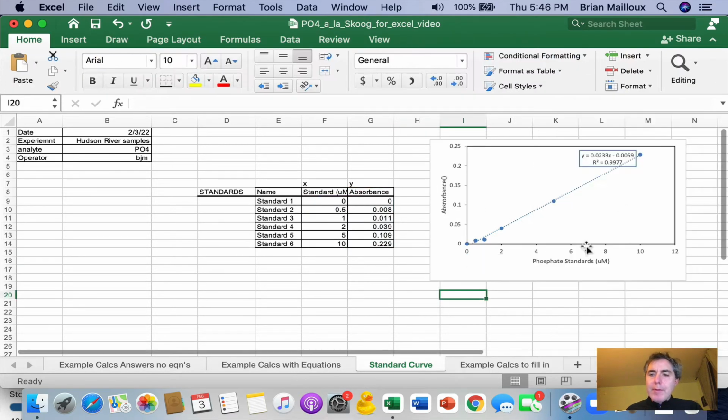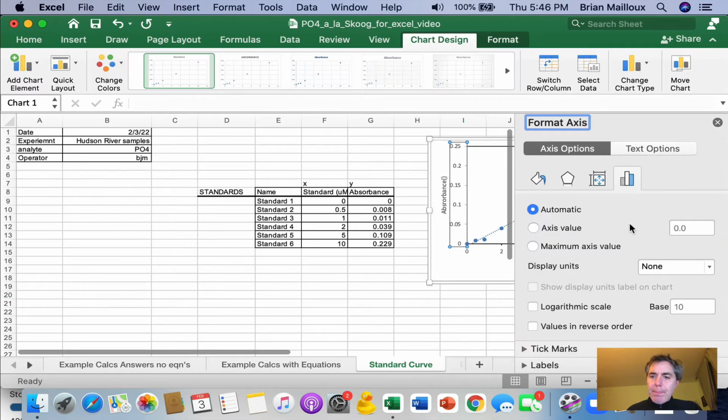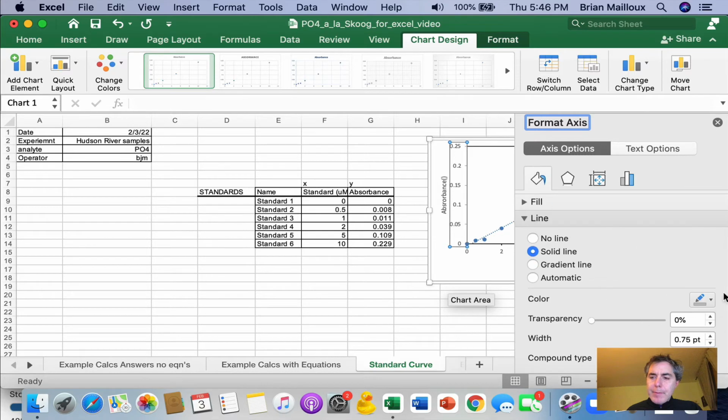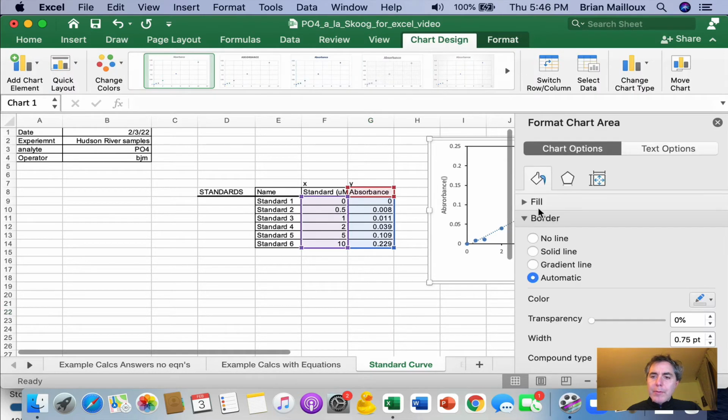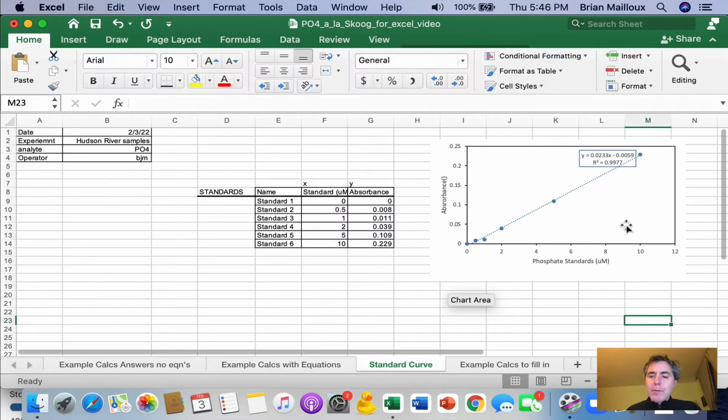Let me close this. Okay, this one never went, so let's see if we can do that one again. Click on that. Yep, solid line, black. That's starting to look better. I don't like the border around the whole thing, so we have no line. We're going to close. That's starting to look better.